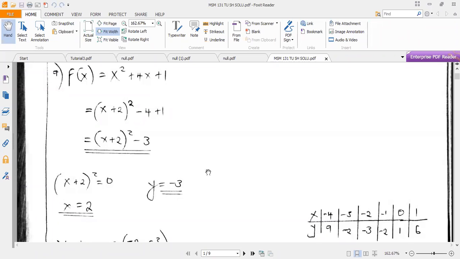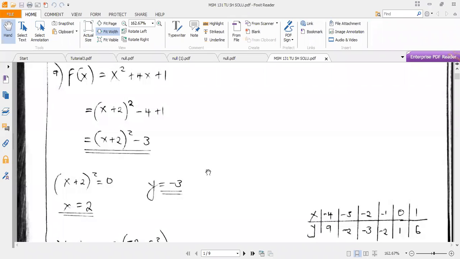So those are numbers on the x table. So you just pick numbers randomly. And if you replace them in the function given, you're getting the values for y. Yes. All right.